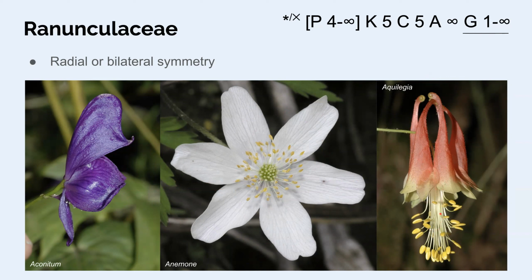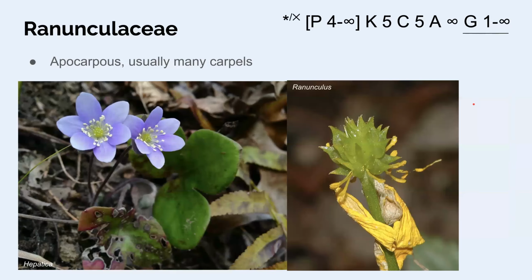This is a popular food for hummingbirds. So rather extravagantly modified petals with these nectar spurs on the back end. The columbine, or genus Aquilegia there. So lots of separate carpels, usually, with a few cases where they're just a single carpel. And you can just see on this hepatica, lots of carpels, and then this ranunculus that's developing into fruitlets. Lots of separate carpels there.